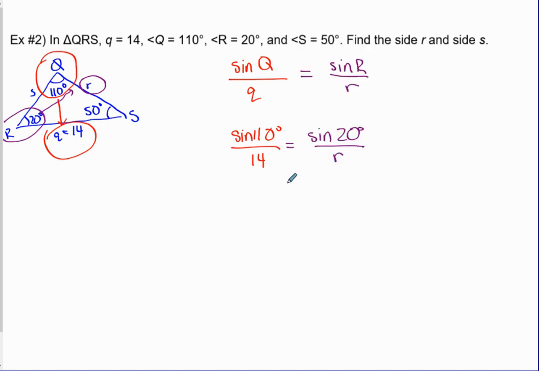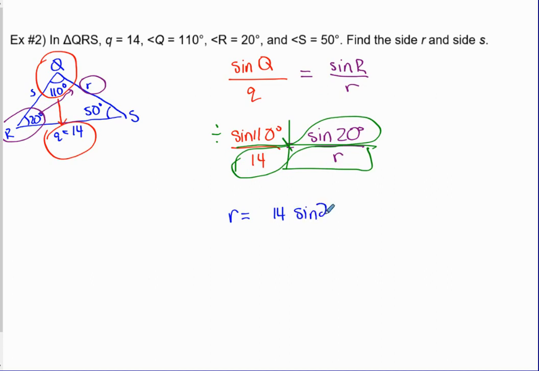Alrighty. Okay, now cross multiply however you like to. I'll just quickly magic square it. So looking for R, so it'll be R equals. I'll be dividing by the one across and multiplying the other two. So R equals, solving for that box, 14 times sine of 20 degrees divided by sine of 110 degrees, right?